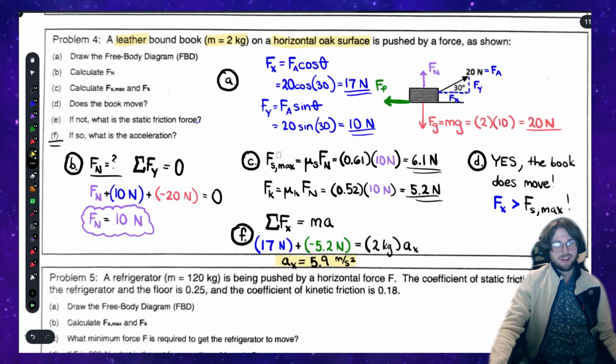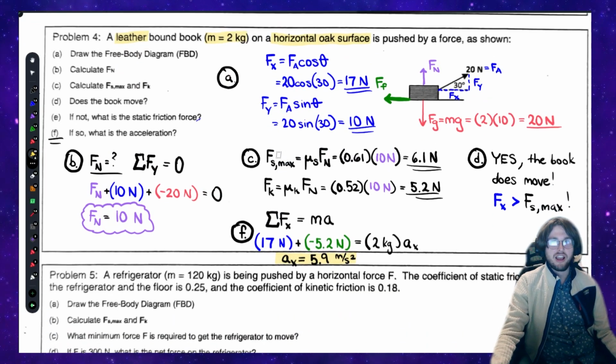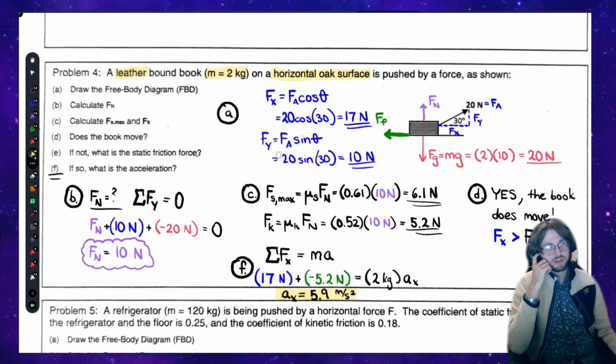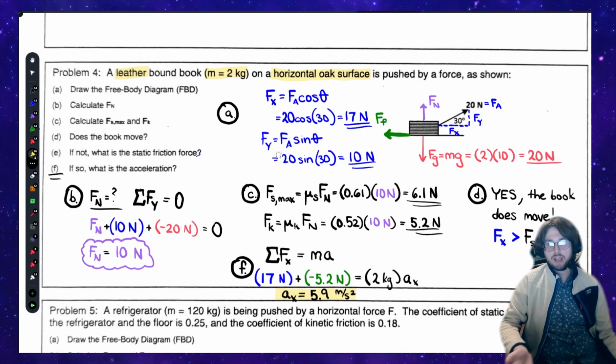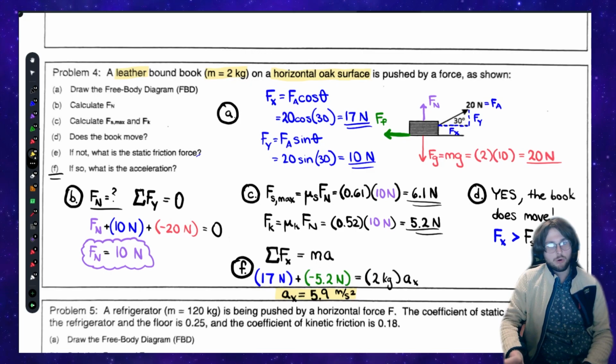Whatever the case, rapidly accelerating books aside, that is a complete friction problem. And really, it doesn't get much crazier than that. You could maybe ask, like, what is the minimum force to get something moving or something? But really, it all boils down to whether the forces outweigh maximum static friction or not.